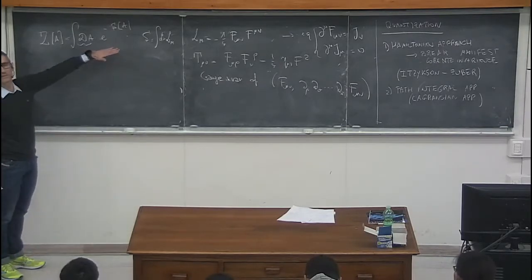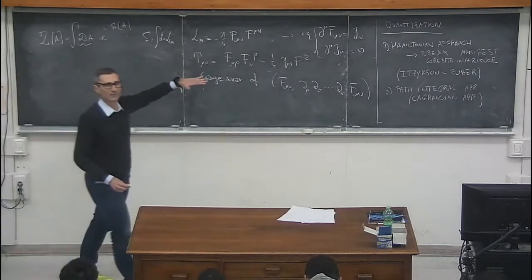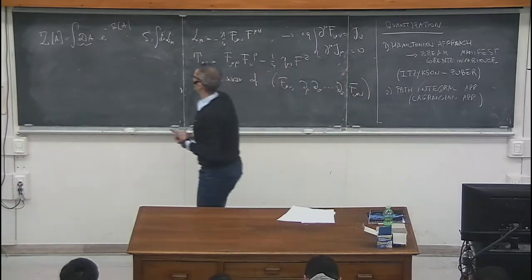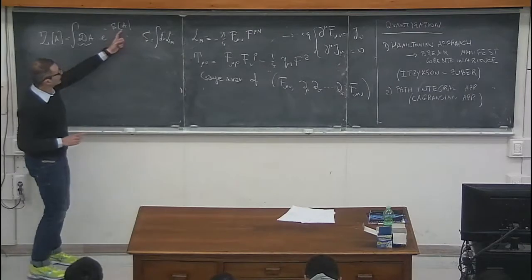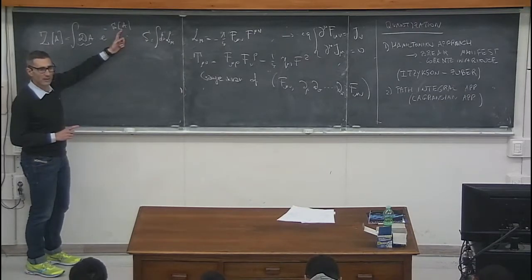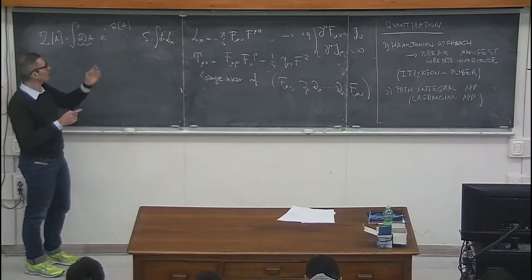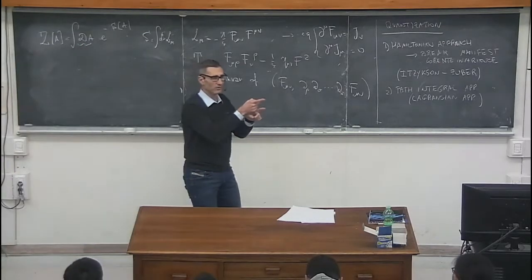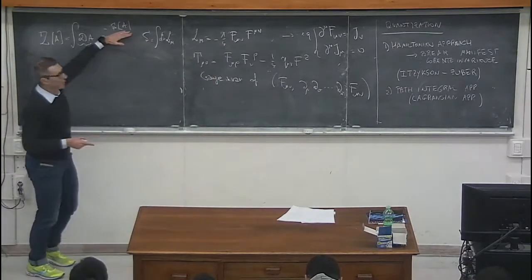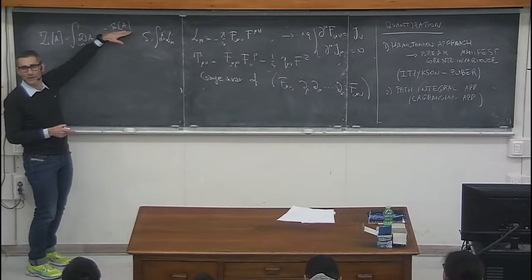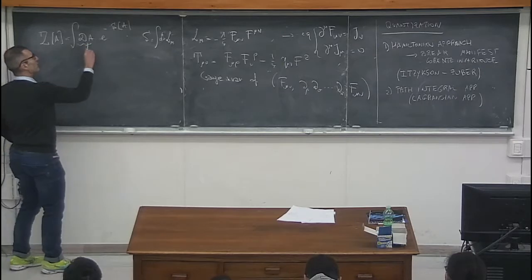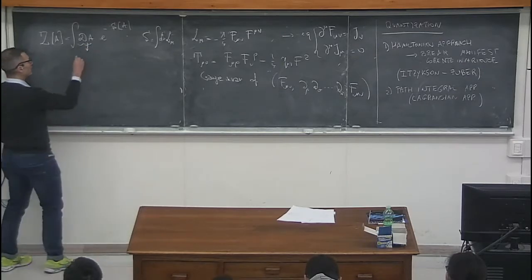However, this definition is completely ill-defined, for several reasons. One of the reasons is the following. Since this action is gauge invariant, there are directions along which you integrate, but there is no dependence on that direction in this action. So the integral, essentially this measure, could in principle be split in two pieces.